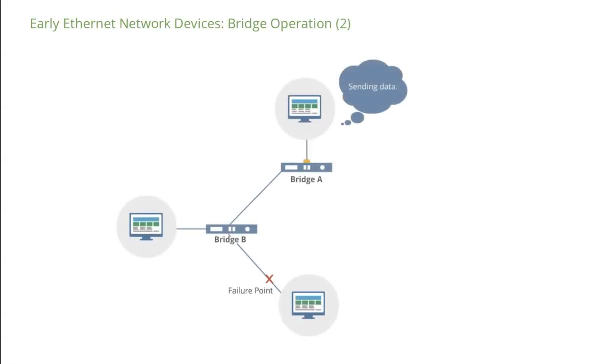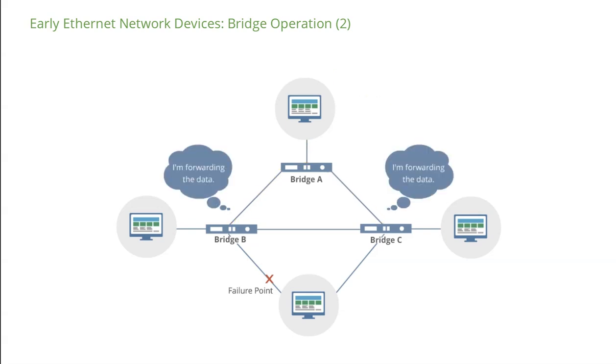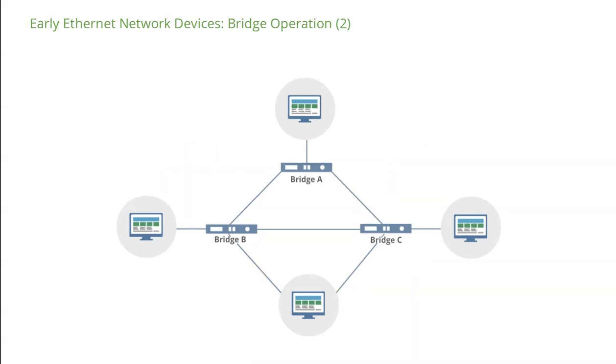Bridges were huge advances in the development of Ethernet LANs, but they weren't perfect. Often, bridged network segments were interconnected to create redundancy so that if a failure occurred on one segment, data could be sent by another route. But when there are multiple paths in a bridged network, loops can form.